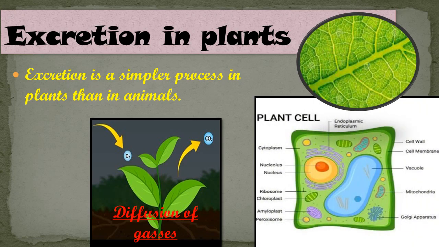So this is a leaf, and in the plant cell you can observe the vacuole. So what is a vacuole? This is a space within the plant cell, like we can say a garbage bag. This vacuole works as a garbage bag. That means the waste material produced during the cellular reaction is stored in the vacuole, and then it will be secreted out.